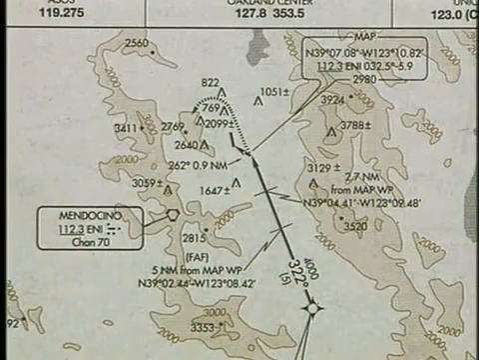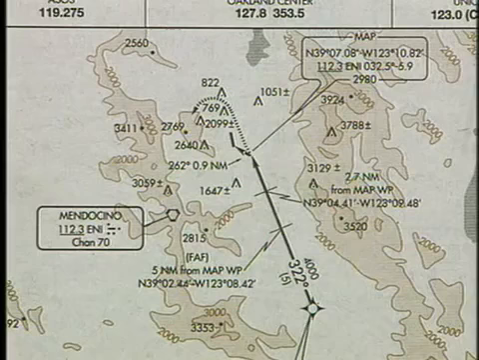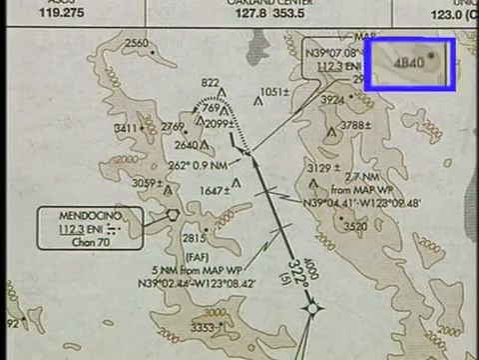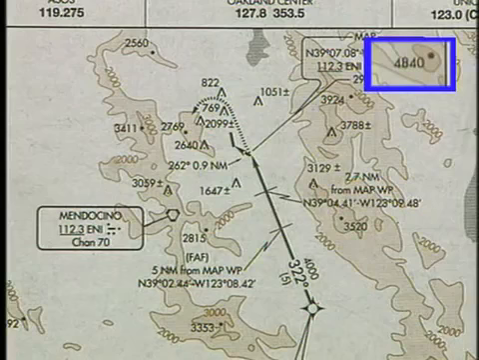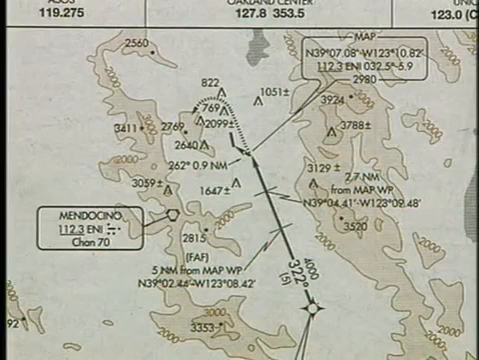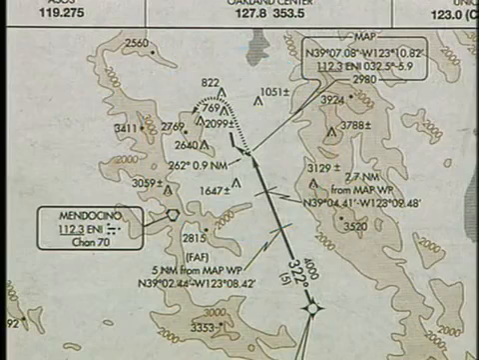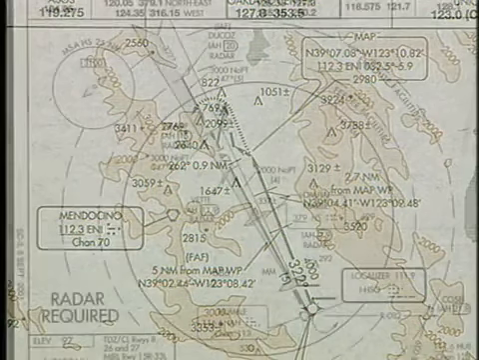Minimum IFR altitudes published on the procedure provide terrain clearance. Terrain contours are another feature appearing on some of the newer NACO charts. Contours will be added to charts over the next few years. Contours are added when the terrain is at least 4,000 feet above the airport elevation or is more than 2,000 feet above the airport elevation within 6 nautical miles of the airport reference point. This chart happens to meet both criteria.